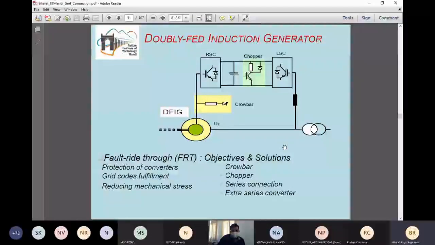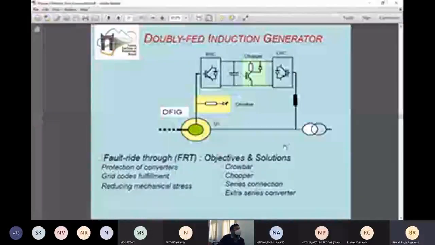Yes. So now let's see the most popular scheme of doubly fed induction generator and how it is going to work, how it is able to meet the different grid connection requirements, and simple schemes. So please see that this is an induction generator based wind energy converter system, doubly fed induction generator shown here.